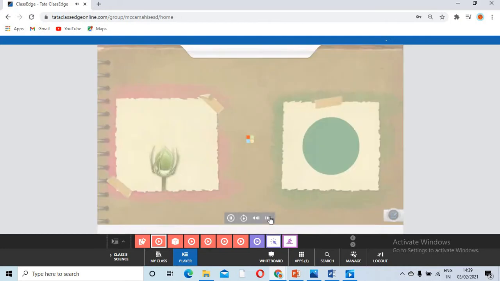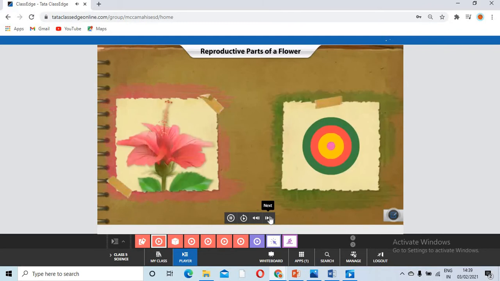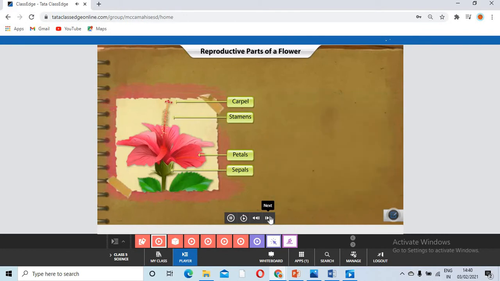reproductive parts of a flower. Flowers develop from buds. The parts of a flower are arranged in rings or whorls. They are called sepals, petals, stamens, and carpels. Let us study the parts in detail. Click each part to know more.